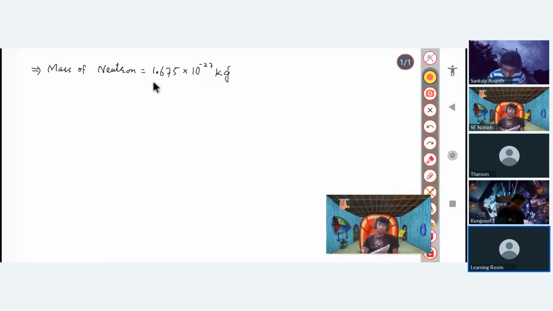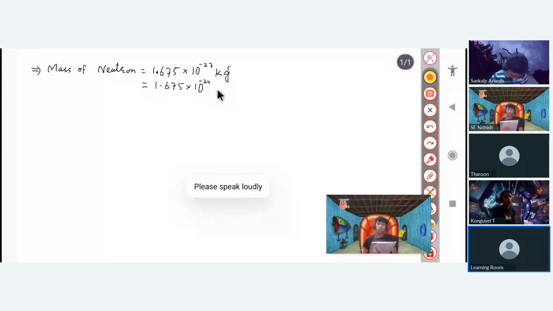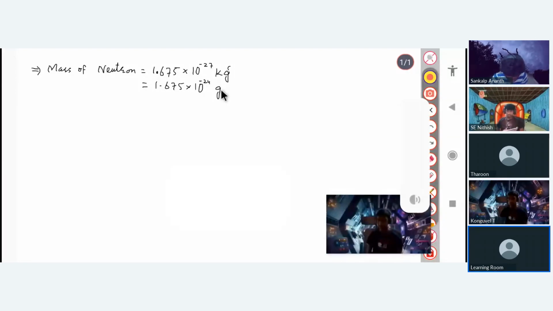So can you convert it into grams? So it will be 1.675 into 10 to the power minus 24 gram, right? Yes, sir. Exactly. So this is your neutron. Neutron is neutral, but it has mass, nearly same as that of proton, but slightly greater.